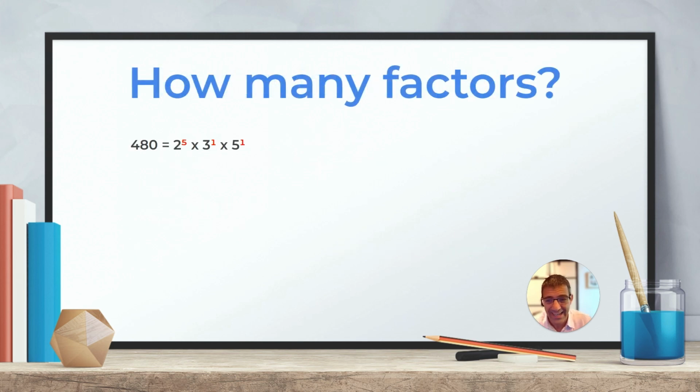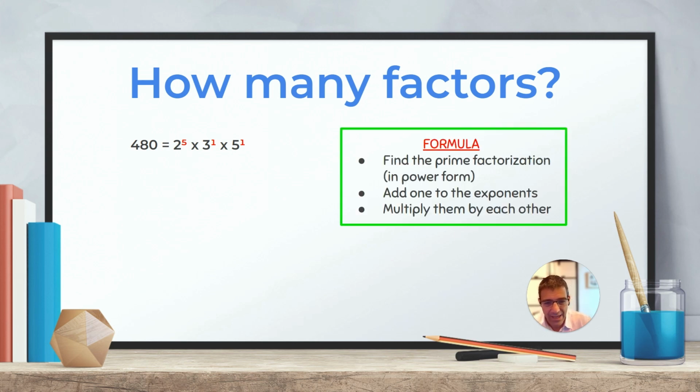Well, 480 is 2 to the 5 times 3 times 5. We're going to take the powers and we're going to add 1 to them. So this is your formula. If you haven't seen the previous video, I recommend you go and watch it. You find the prime factorization, you add 1 to each one of the exponents. So we're going to do 5 plus 1, 1 plus 1, and 1 plus 1.